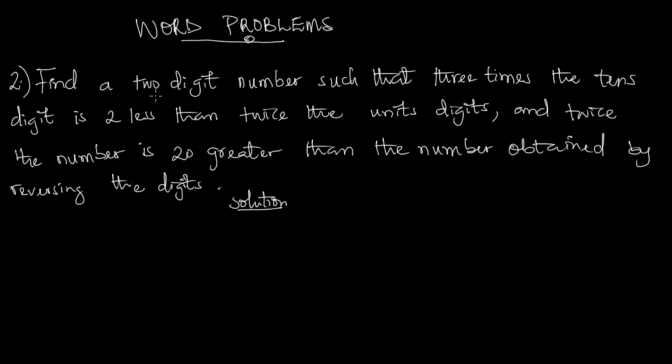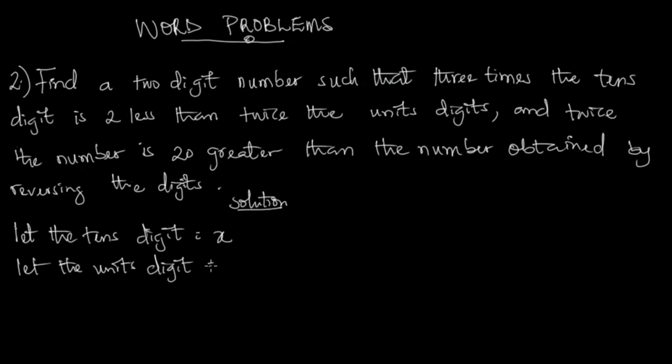Question 2 says, find a 2-digit number such that 3 times the 10th digit is 2 less than twice the unit digit and twice the number is 20 greater than the number obtained by reversing the digits. Okay, alright, so as we did in number 1, let the 10th digit be equal to x and let the units digit be equal to y. So what is the 10th digit? What is the unit digit?